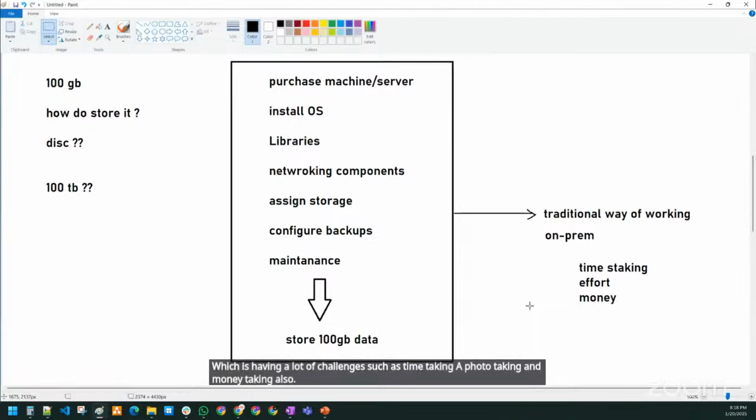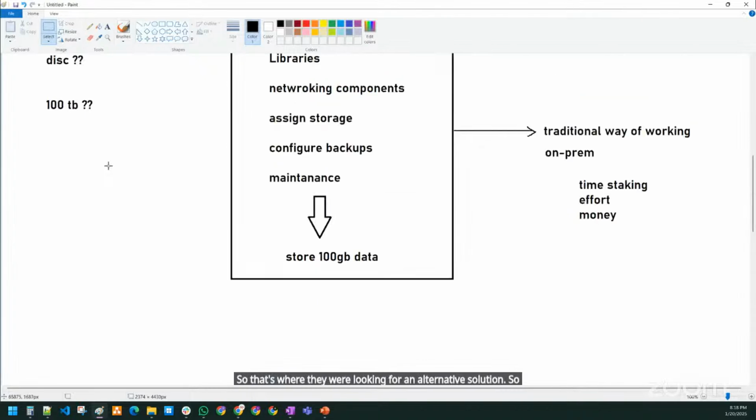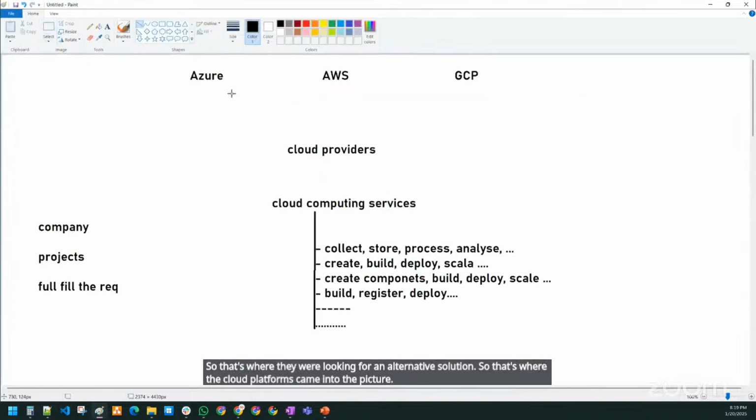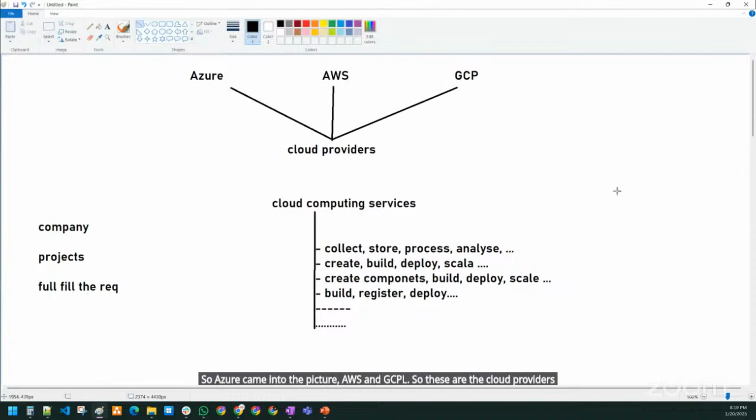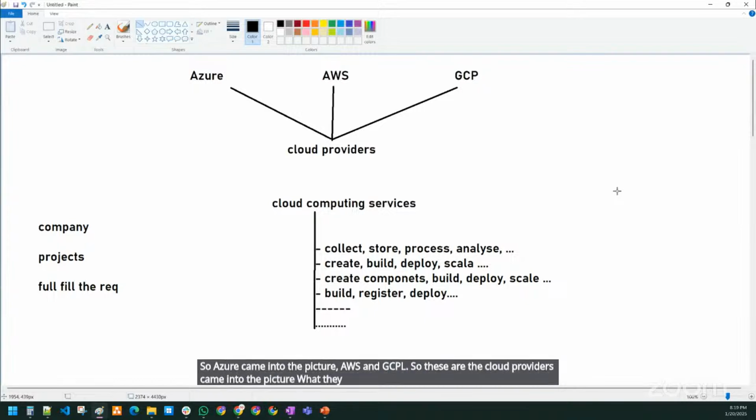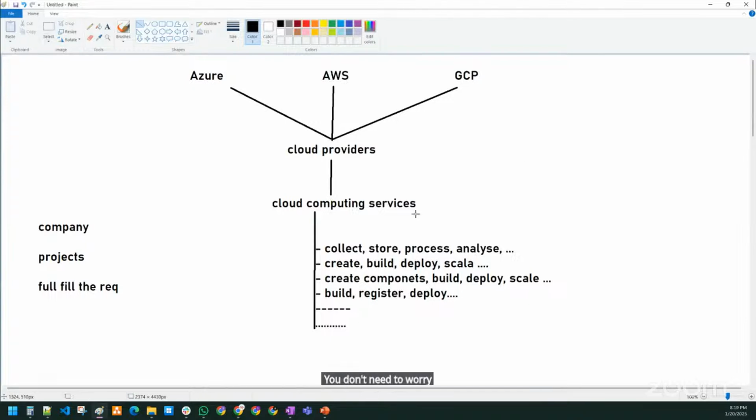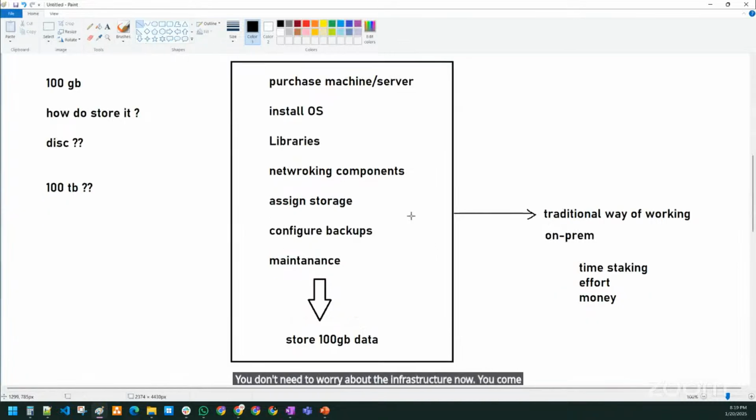So that's where they were looking for an alternative solution. That's where the cloud platforms came into the picture. So Azure came into the picture, AWS and GCP also. These are the cloud providers that came into the picture. What they say is that you don't need to worry about the infrastructure now. You come to us and you go to any cloud platform. There are simple storage services available. Either you can call it S3.